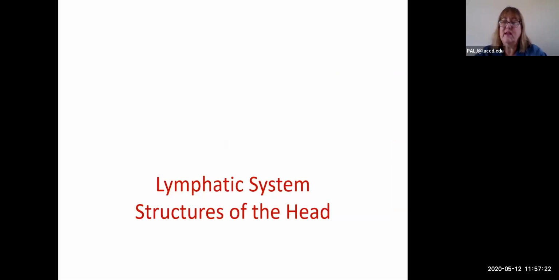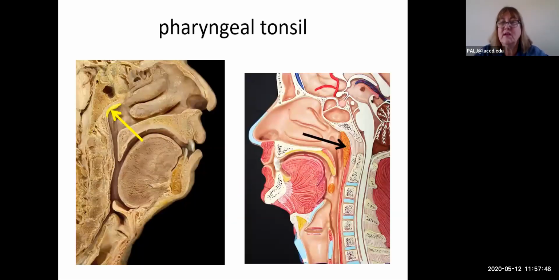Other structures that are in the head are actually related to the lymphatic system. You may not have known that, but you do know about them in general. Your tonsils. So if I was to ask you how many tonsils you have and where they are, you'd say you have a pair, 1 on each side, and they're in the back of your throat. And I would say, okay, but you've got a lot more tonsils than that.